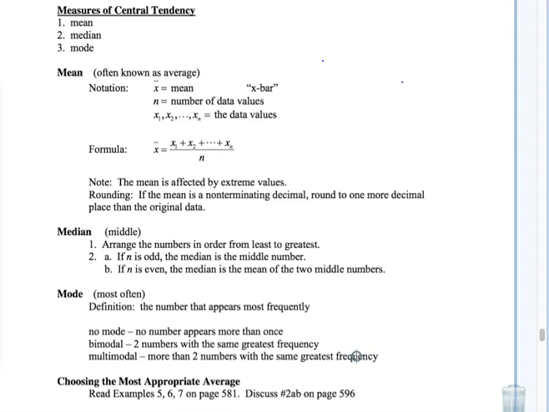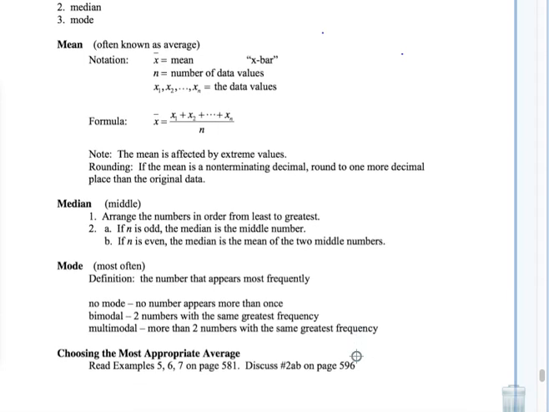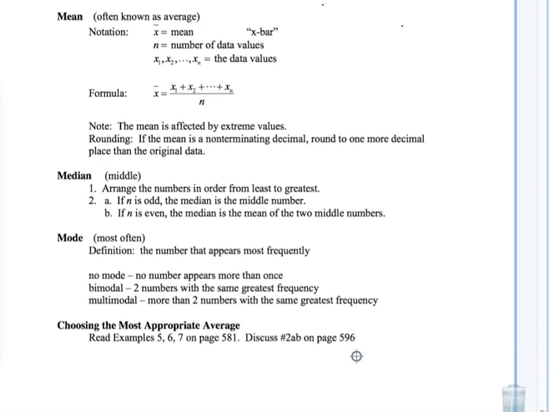The median is the middle, so you have to definitely order those from least to greatest, and then find the value that's in the middle. If you have an odd number of values, then there's going to be a middle number. If there's an even number of values, you're going to have two middle numbers that you're going to have to average, basically add those two and divide by 2.